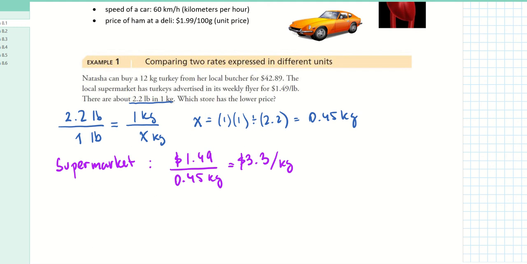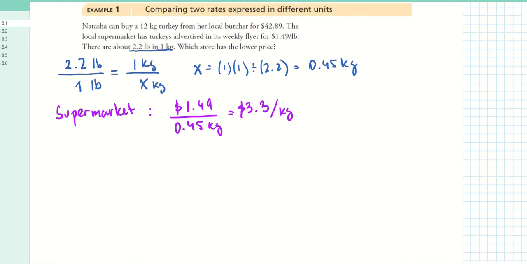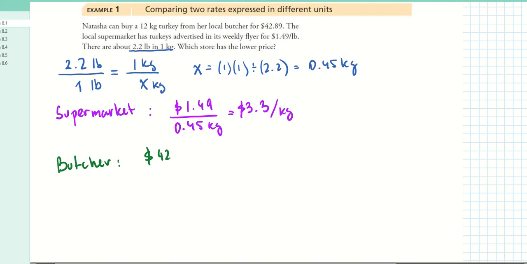So the butcher sells 12-kilogram turkeys for $42.89. So how do you compare it? Because again, we're not told the price per kilogram. We're told the price per 12-kilogram turkey. So for the butcher, let's take the total price of $42.89 and divide by the mass of the turkey, which is 12 kilograms. So again, you're going to end up with dollars per kilogram. When you do this, you get 3.6, let's write the dollar sign in front, dollars per kilogram.